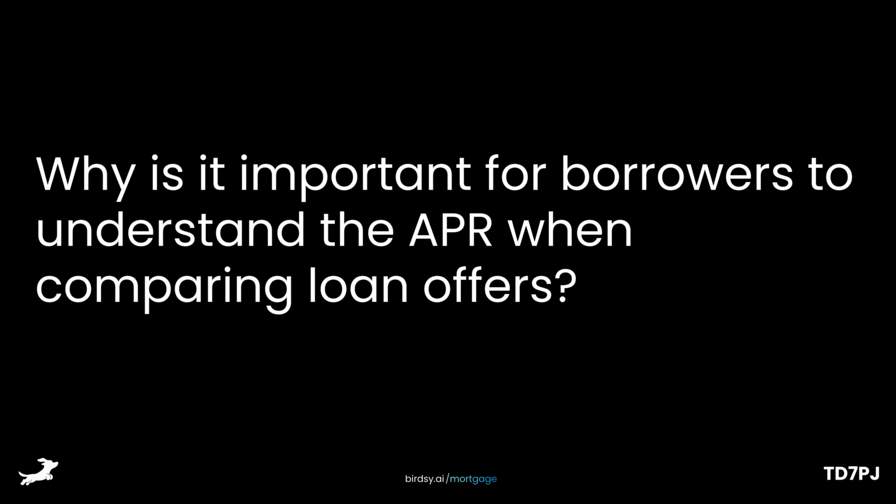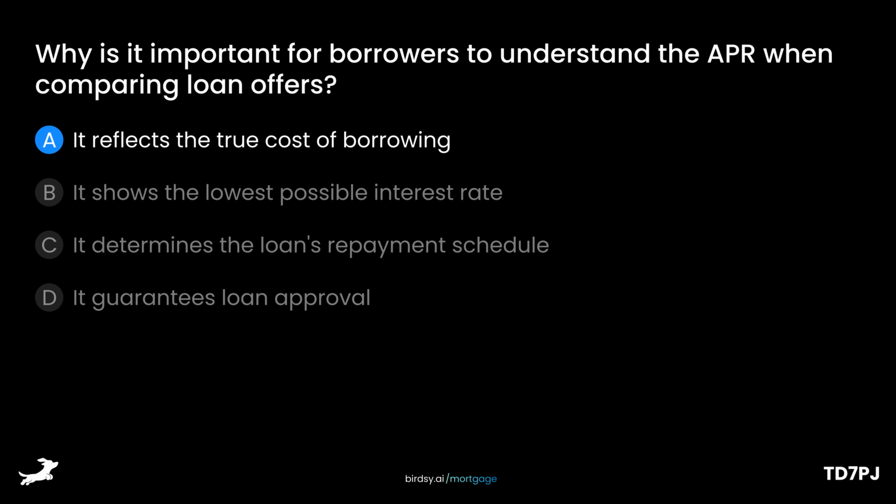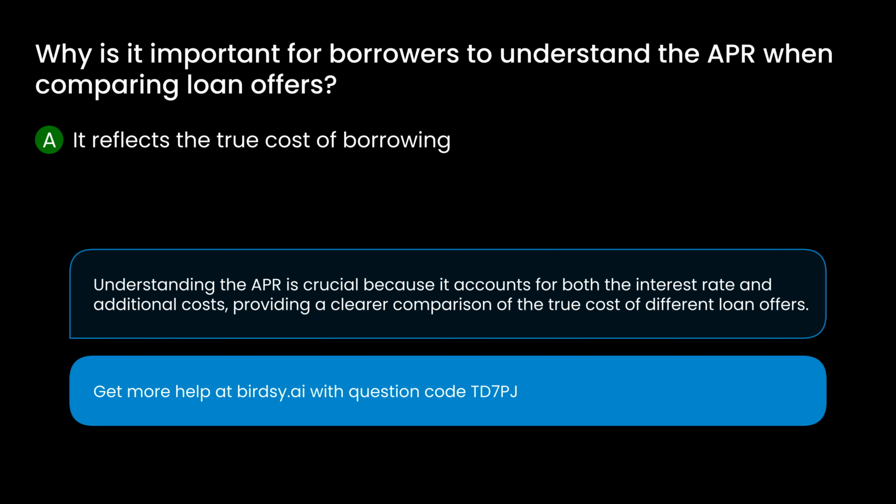Why is it important for borrowers to understand the APR when comparing loan offers? Is it A, it reflects the true cost of borrowing, B, it shows the lowest possible interest rate, C, it determines the loan's repayment schedule, or D, it guarantees loan approval? The answer is A, it reflects the true cost of borrowing. Understanding the APR is crucial because it accounts for both the interest rate and additional costs, providing a clearer comparison of the true cost of different loan offers.